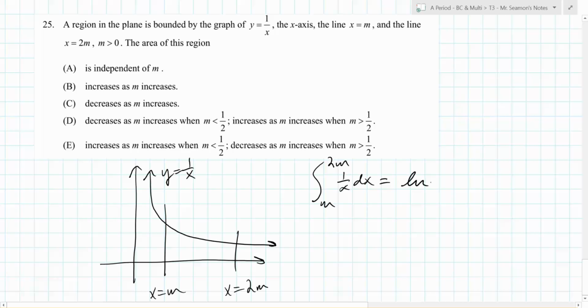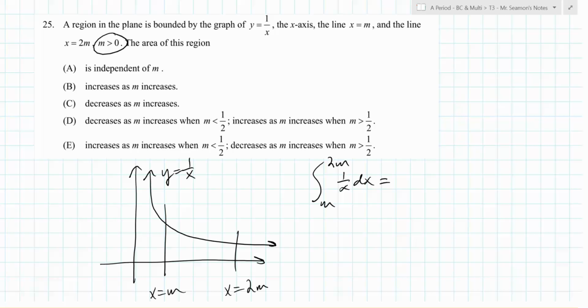The natural log of what? Why do you need the absolute value? It's always going to be above the x-axis. But isn't there a negative part, like 1 over x? Oh, you're saying m is greater than 0 right here. You can take care of that. This would be a much different problem if m was arbitrary.